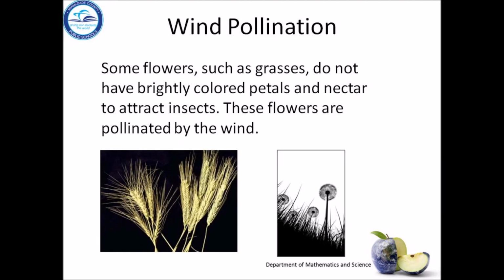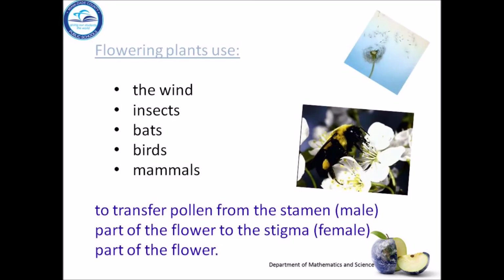Wind pollination. Some flowers, such as grasses, do not have brightly colored petals and nectar to attract insects. These flowers are pollinated by the wind. Flowering plants use the wind, insects, bats, birds, and mammals to transfer pollen from the stamen to the pistil.